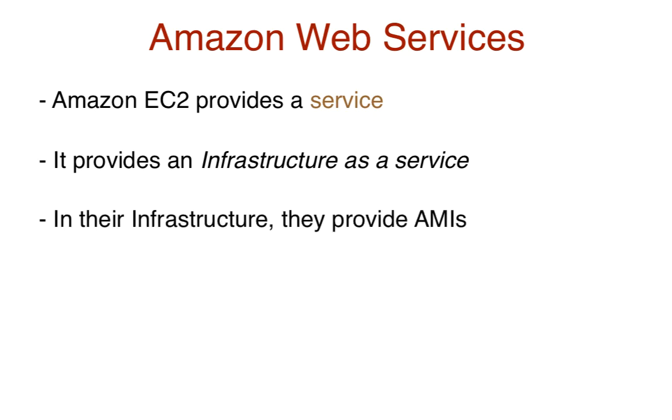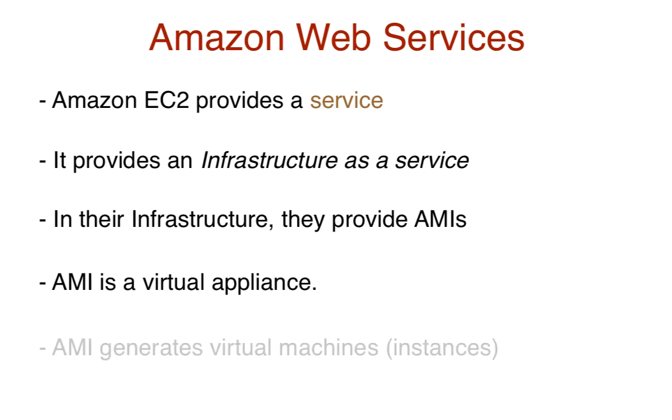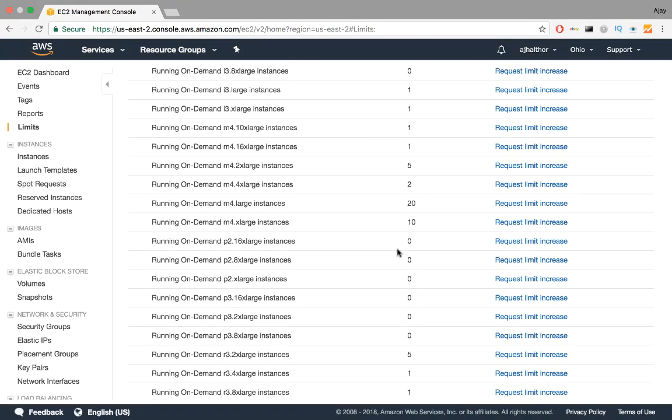Now, in this infrastructure, they provide something called AMIs, Amazon Machine Images. An AMI is basically a virtual appliance. And like any virtual appliance, an AMI consists of a template, which is a layout of an operating system and a software configuration. This is used to generate virtual machines, also known as instances. We can generate many instances from a single AMI. Okay, we got that theory out of the way.